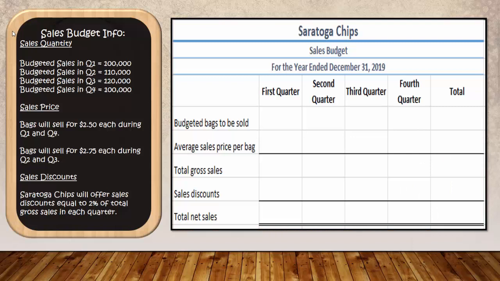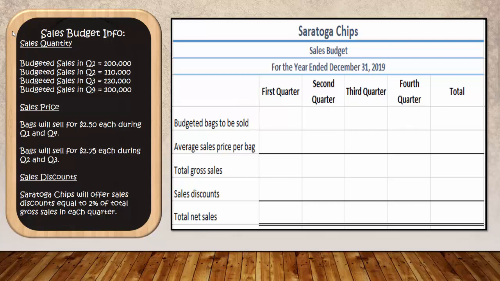I've given you guys a handout, and there's a bunch of information on the handout that tells you how to prepare this, but I've compiled it here as well. It's on the chalkboard on the left side. Saratoga Chips expects to sell 100,000 bags of chips during the first quarter, or the first 3 months of 2019. They expect to sell 110,000 bags during the second quarter of 2019. In the third quarter, they expect to sell 120,000, and in the fourth quarter, they expect to sell 100,000.